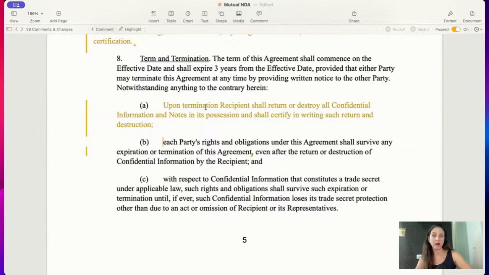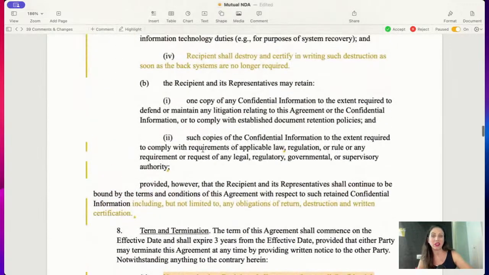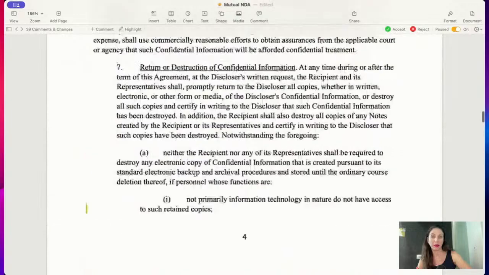Shall survive. So now I've just flat out said, upon termination, you've got to do this. You have to return and destroy it and certify it for me. Plain and simple. You're not allowed to have it. And if you do need to continue having it, it's under these terms we have up here.